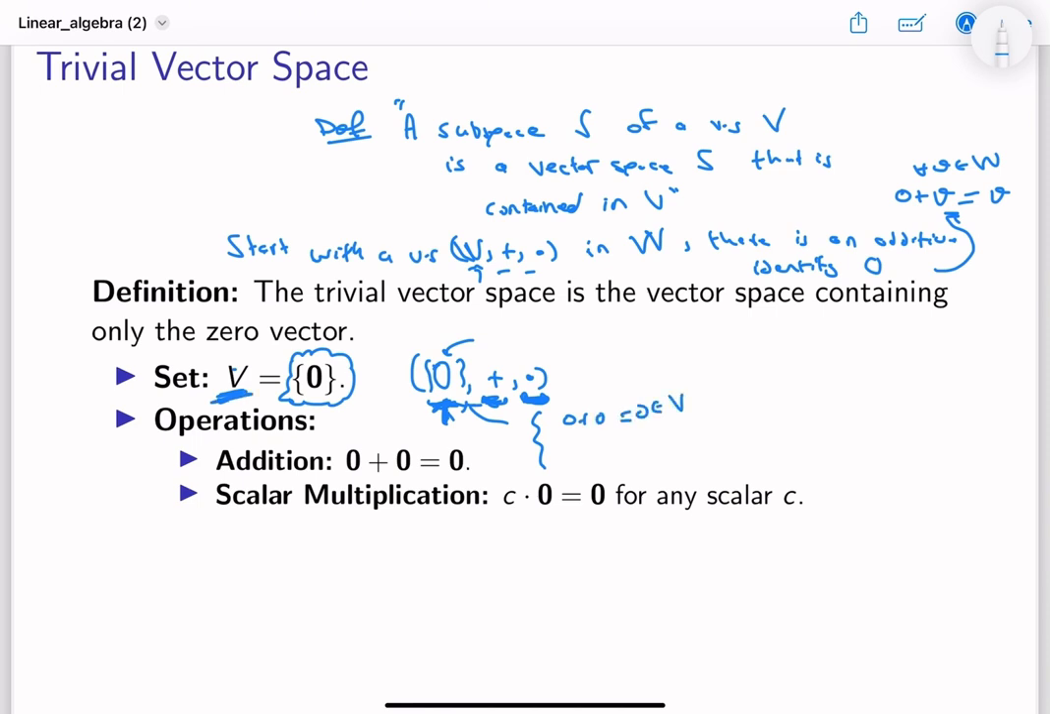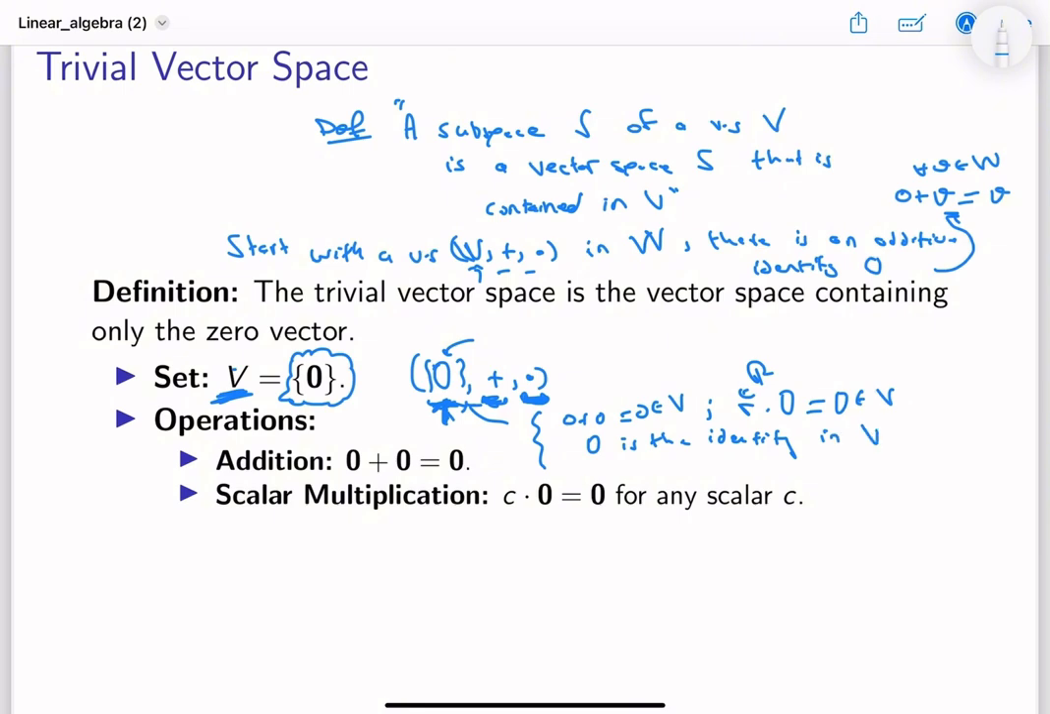This is still in the set V, right? Take any real number and multiply it by the vector 0, you get 0 back, and that's it. 0 is still in V. This is closure. The other thing that you need to check is the additive identity, which is 0 itself. 0 is the identity, and it's also in V.